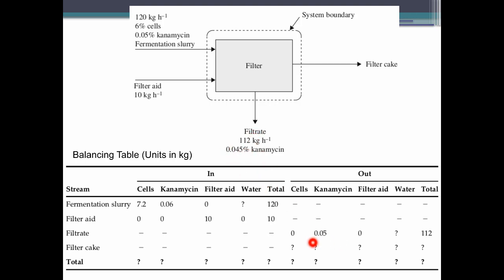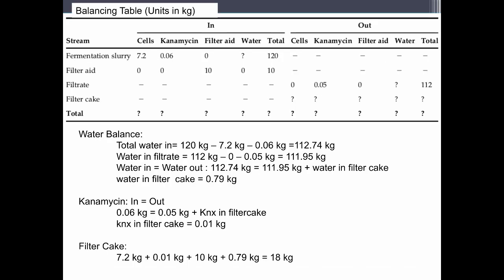0.045% of 112 is 0.05 kilograms. So this is our table. As you can see, you have question marks there. These are things we still do not know yet and what we should look for. Again, I'm writing this balance up so that it's easy to see what we are working with.